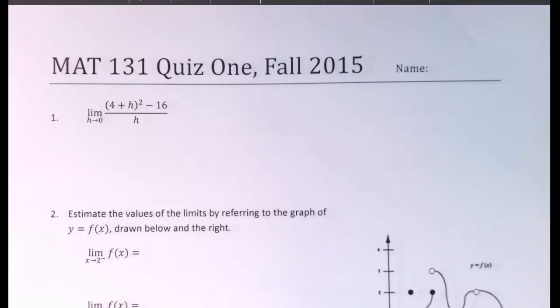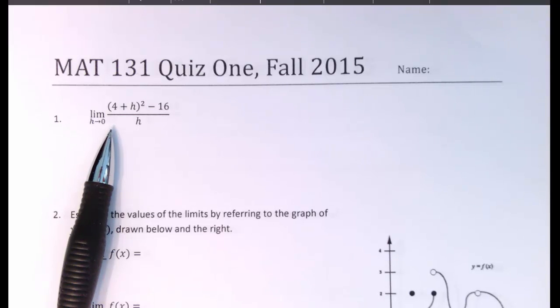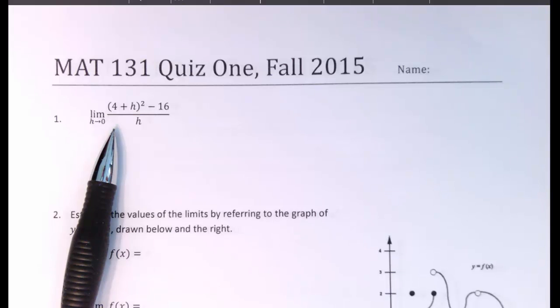Here are the solutions to the first quiz for the fall of 2015. In problem number 1, we're asked to compute a limit. If we try to compute this limit by substituting directly into this expression, we'll find that we get a 0 in the numerator and a 0 in the denominator.